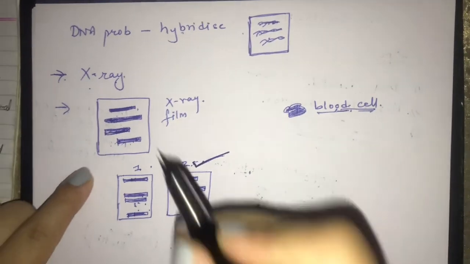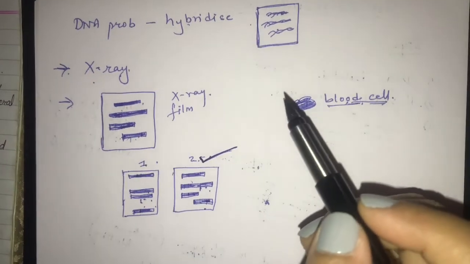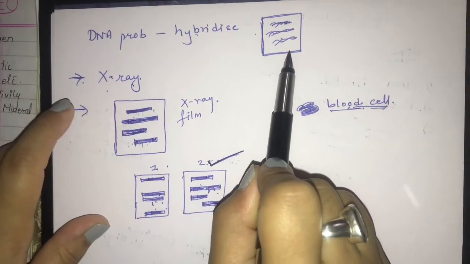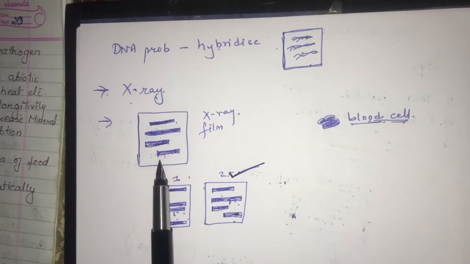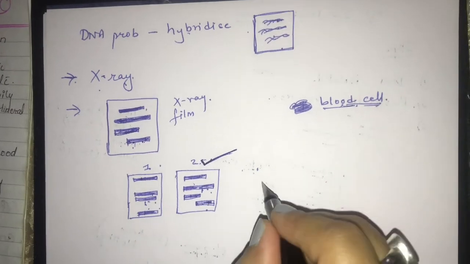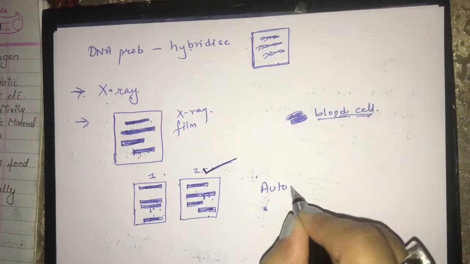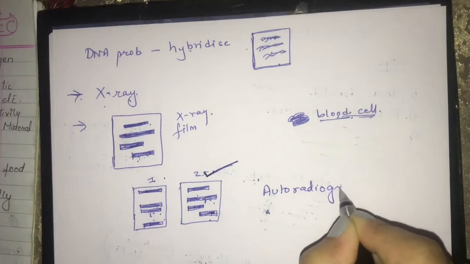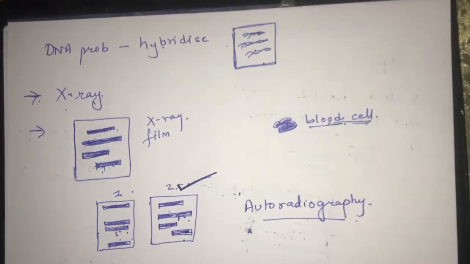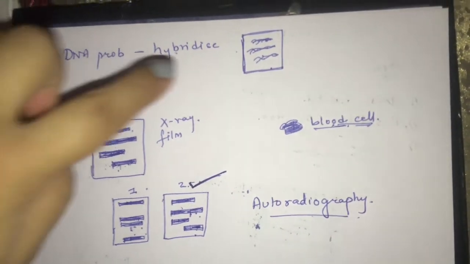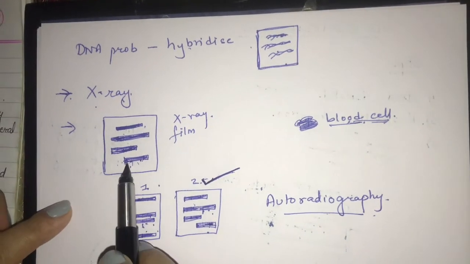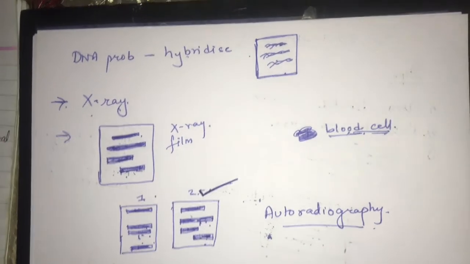All right. Now I forgot to mention one thing: the process of exposing this X-ray film to the nitrocellulose paper in order to find out the position of DNA fragments is called autoradiography. This process is called autoradiography, where X-ray films are exposed to the nitrocellulose paper, which will give us the position of separated DNA fragments.